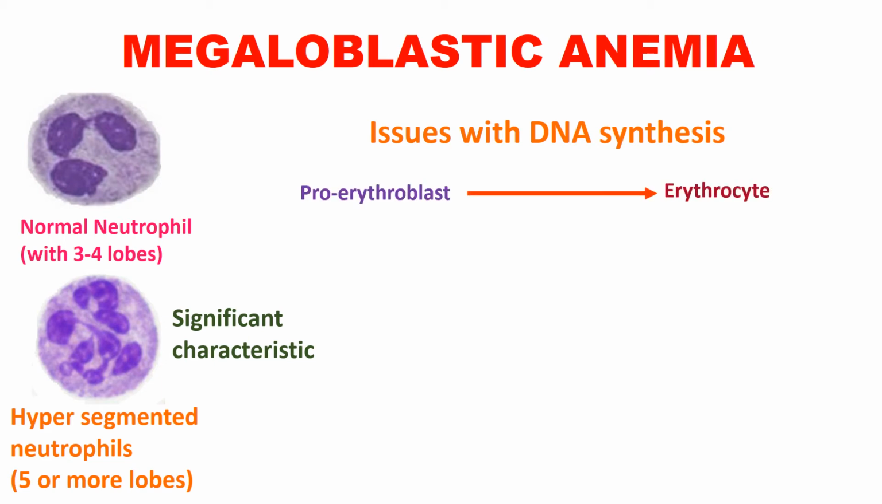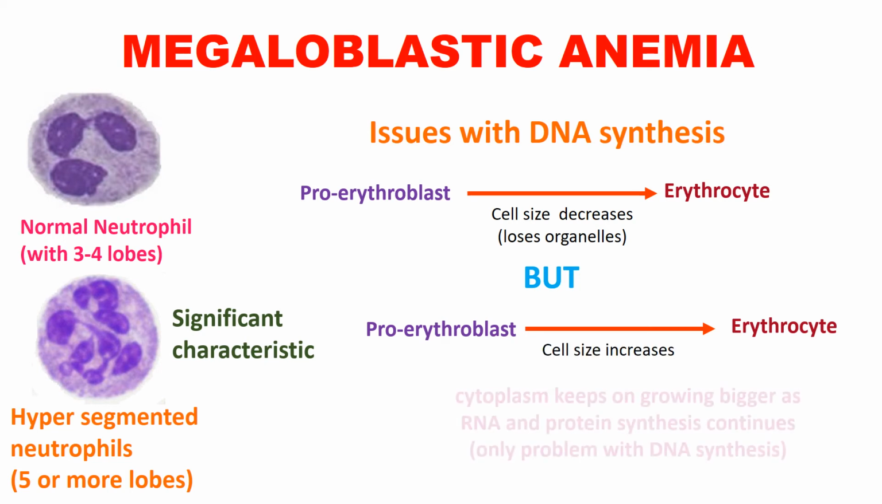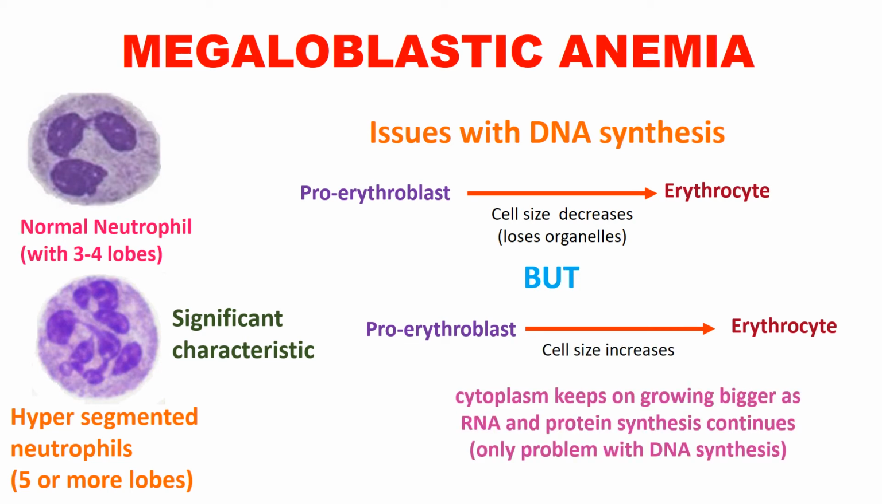synthesis. See, in the normal blood forming process, erythropoiesis, going down from pro-erythroblast to erythrocytes, the size of the cell gradually decreases as it loses a lot of cell organelles like nucleus, mitochondria, and ribosomes. But in the case of megaloblastic anemia, the size of the cell doesn't decrease, rather it increases. Why does it increase? Because the cytoplasm keeps on growing bigger as RNA and protein synthesis continues. The only problem lies with the DNA synthesis. Now, what are the causes of megaloblastic anemia?